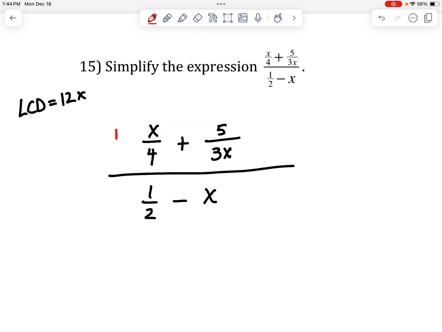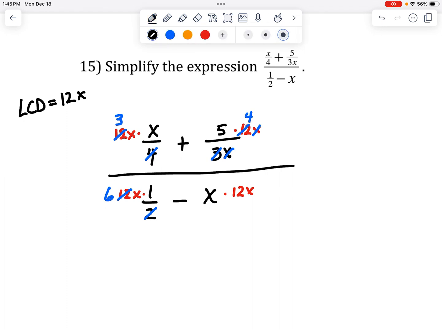So multiply by 12x, multiply by 12x, multiply by 12x, and multiply by 12x. And then get you a blue pen and start canceling. So for example, 4 will divide into 12 3 times. A 3 will divide into 12 4 times, and the x's will cancel. On the bottom, 2 will divide into 12 6 times, and that's all of the canceling.